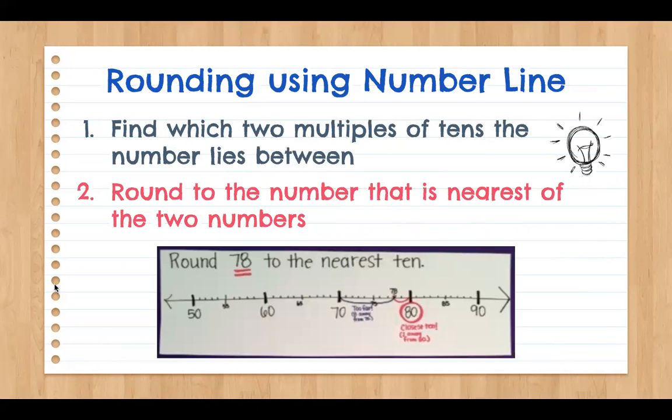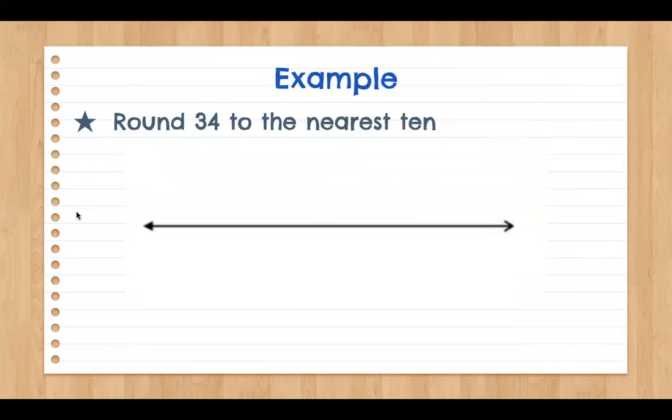Now we are going to round using a number line. There are 2 rules to know about when we round using the number line. Rule number 1, find the 2 multiples of 10 the number lies between. So we have to know which 2 numbers the number lies between. Then we round to the number that is nearest of the 2 numbers. So here we have an example. Round 34 to the nearest 10. Which number is in the tens place? Yes, the 3. So let's create our number line.